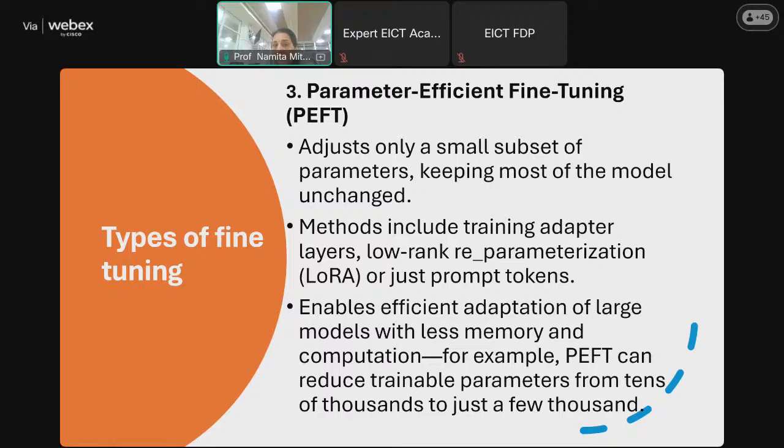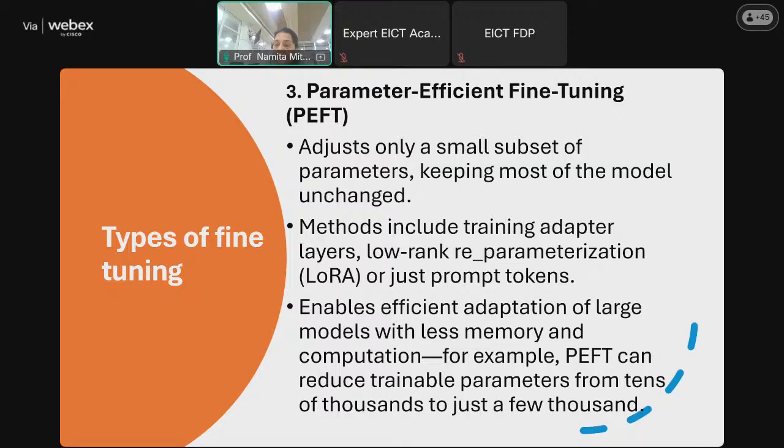So PEFT includes training adapters like low rank parameterization. It is known as LoRA. LO stands for low, R stands for rank, and it is parameterization. It is or just prompt tokens. So it enables efficient adaptation of large models, which are already our base, with less memory, because it is already trained, so we don't need much memory and computation.